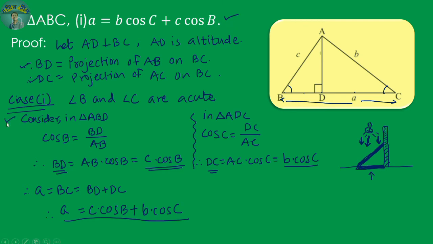In the first case, okay, look at here. Why is this rule called the projection rule? Because that particular length a can be written as the projection BD and projection DC. So a is actually the addition of 2 different projections. So that is why it is a projection rule. Okay, try to understand the concept of projection here. Okay, now let us consider the case 2, where B is an obtuse angle.